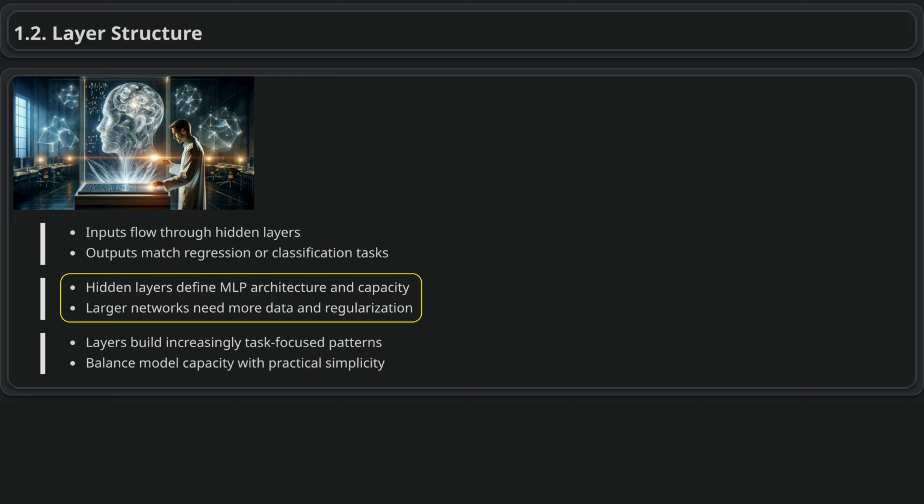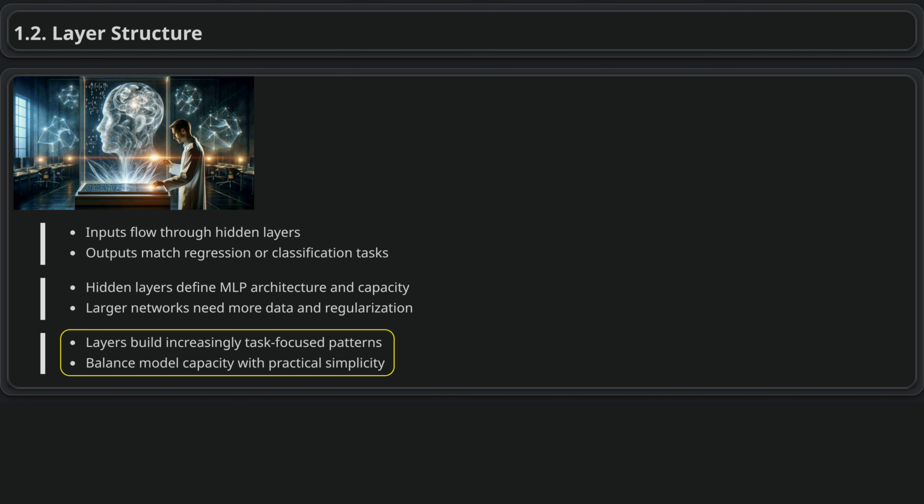In Scikit-Learn, a multilayer perceptron is shaped by how many hidden layers it has and how many units are in each layer. More layers and units increase the model's ability to learn complex patterns, but they also require more data, training time, and regularization to avoid overfitting. Simple datasets usually need only a compact network, while more complex data may benefit from a larger architecture.